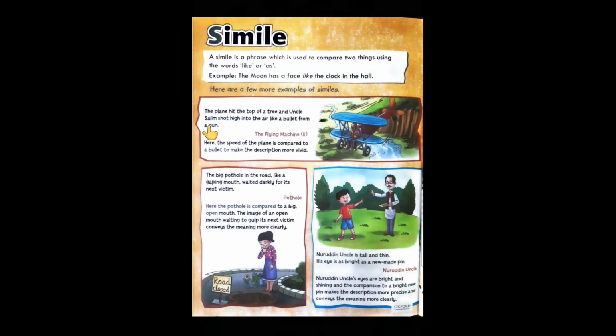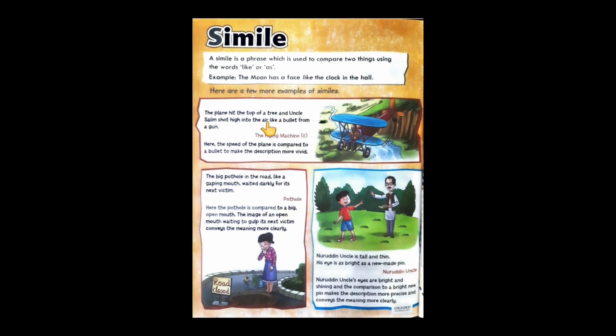The plane hit the top of a tree and Uncle Salim shot high into the air like a bullet from a gun. And these lines have been taken from the chapter Flying Machine Part 2. Here, the speed of the plane is compared to a bullet to make the description more vivid. So now you understand that we use similes in order to make the description more vivid. More vivid means beta to give you a clear picture, an accurate, exact picture of a thing.